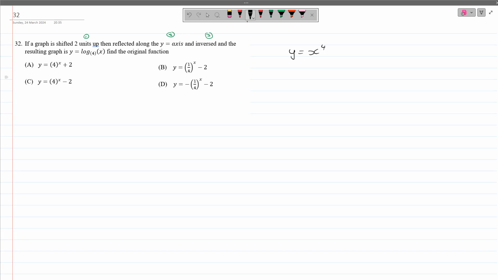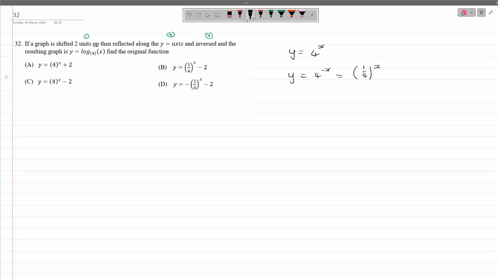Then we reflect it along the y-axis. If we reflect along the y-axis, actually the base is 4 to the power of x, then if we reflect it along the y-axis, we make x negative. Therefore we're going to have 4 to the power of negative x, which can be written as 1 over 4 to the power of x.